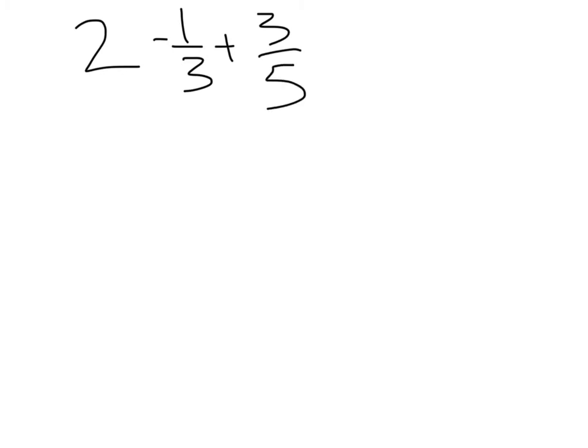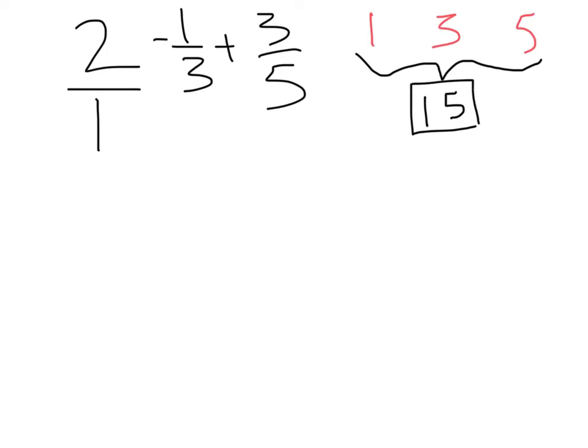Okay, let's take a look at one that's maybe a little bit more tricky. Let's say we had 2 minus 1/3 plus 3/5. Now, first let's identify our common denominator. Now, 2 is a whole number, so remember we can write that as 2 over 1. So that has a denominator of 1. Our 1/3 here has a denominator of 3, and our 3/5 has a denominator of 5. Now if I take those and get my common denominator, I'm going to get a common denominator of 15.